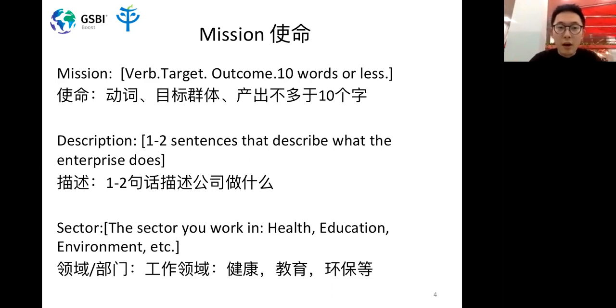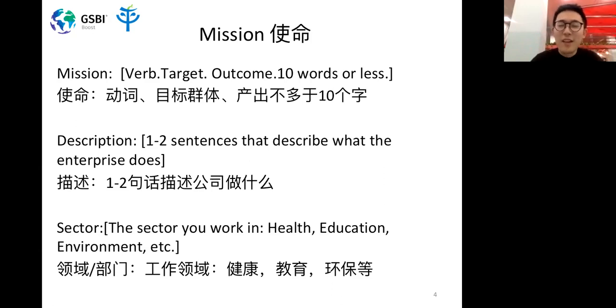So here we really see 3 lines. First thing is it's a very simple template: you do something for whom, to achieve what, and it will be more powerful if you can just make it into a 10-word sentence.